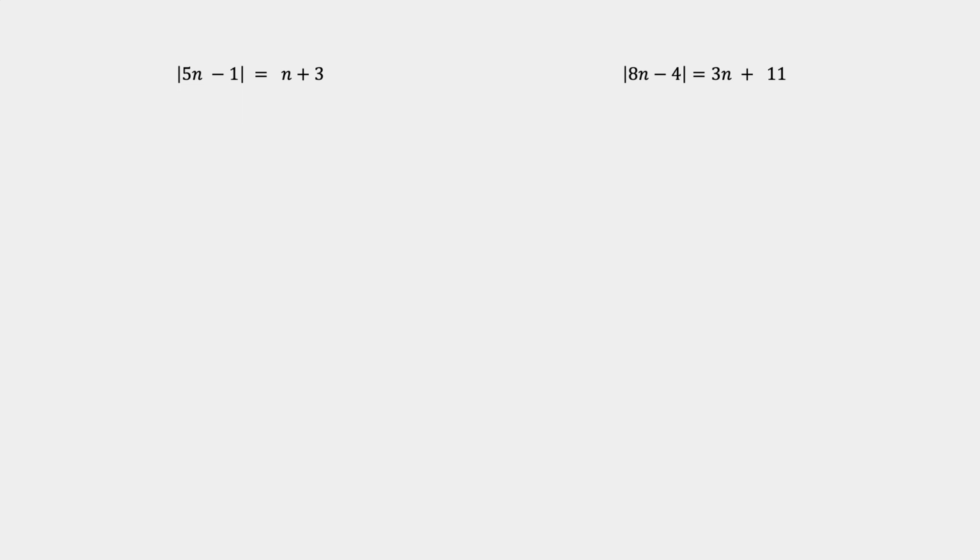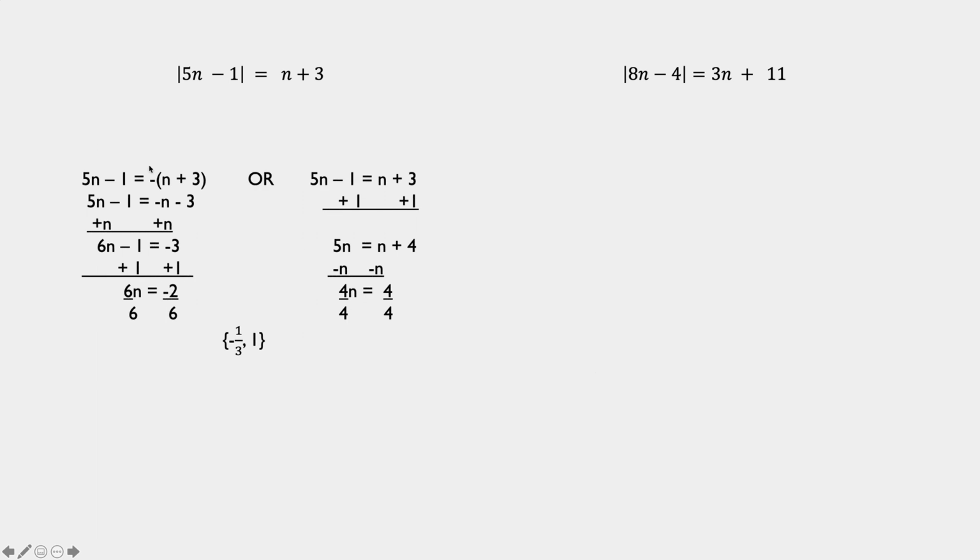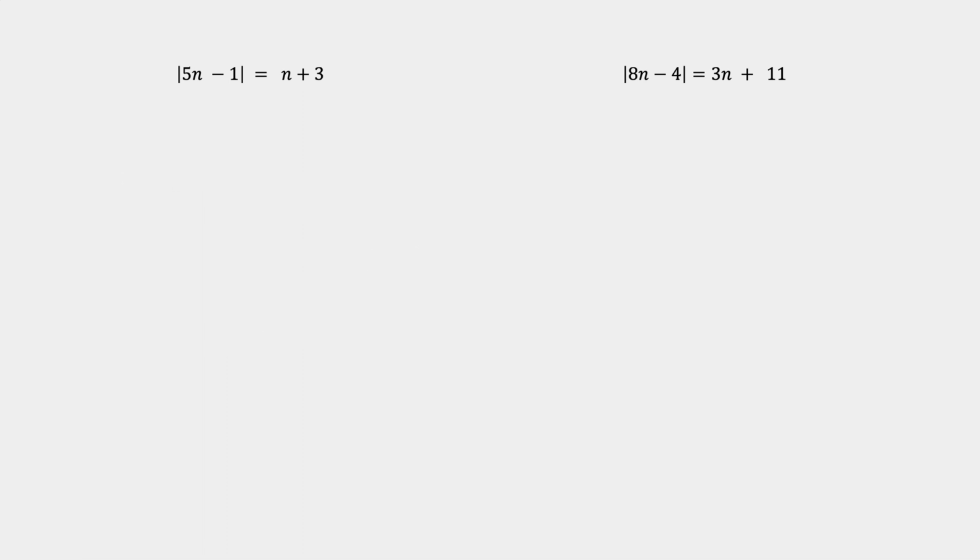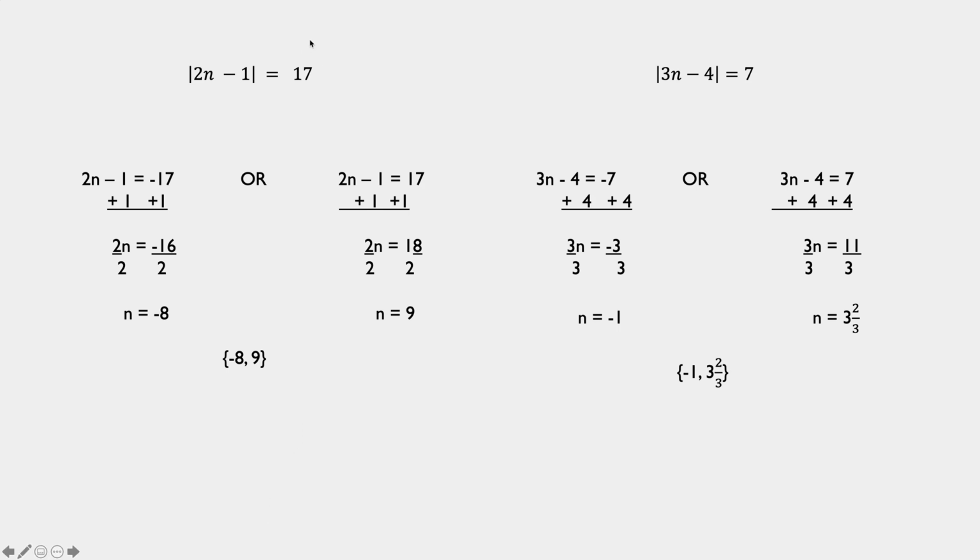Okay, so maybe the 5n minus 1 equals the negative of n plus 3. The big thing I think students might do wrong is I think they might not have put the n plus 3 in parentheses. Okay, it's the negative of whatever it says on the left-hand side. Just to go back, I want to go back to the previous slide. See, it's the negative of whatever it says on the right-hand side.